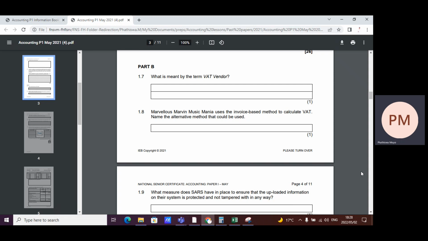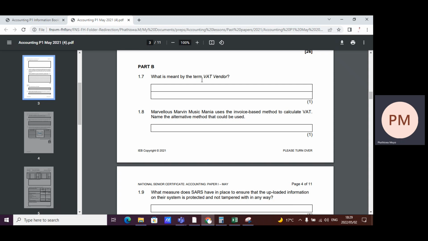There's so much to be covered with regards to the accounting content. Guys, this is May 2021. This is the SAP. They ask one question: what is meant by the term VAT vendor? It's a business that is registered for VAT in South Africa. It's 1 mark, so it should take you not even half a second to do that.